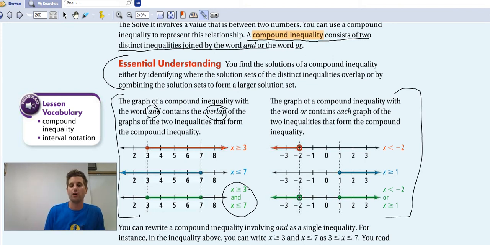The graph of a compound inequality with the word or contains each graph. So we have two different graphs and they're going in different directions. Negative 2 is less than, 1 is greater than, so you include each graph. Okay? Let's go ahead and look at some examples.